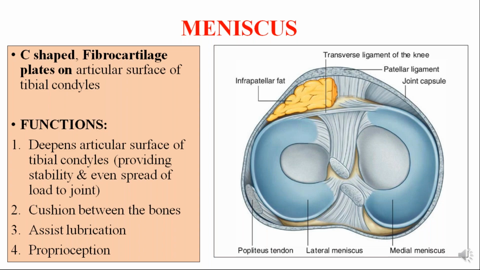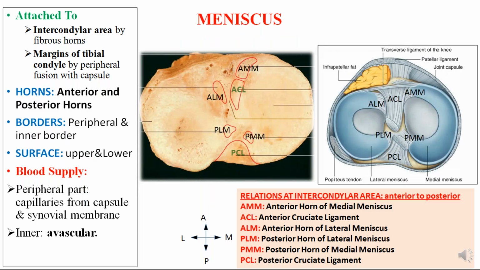This is a picture showing you the lateral meniscus, and this is the medial meniscus. It's a transverse section, showing anterior, posterior, lateral, and medial sides. So, the meniscus on the lateral side and the meniscus on the medial side. We can clearly see its parts. These are the horns of the lateral meniscus, the anterior horn and the posterior horn, which are the fibrous ends of the menisci through which they are attached to the intercondylar areas.